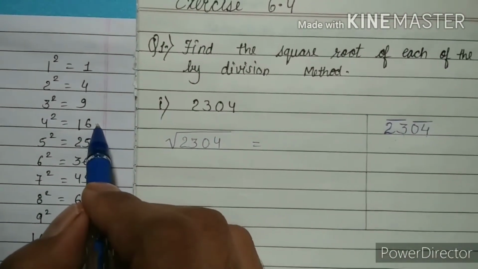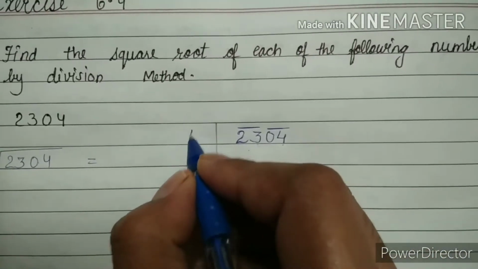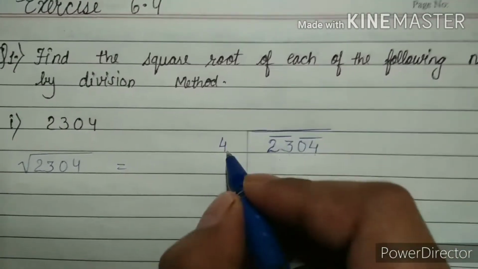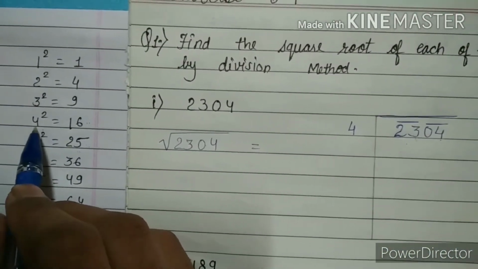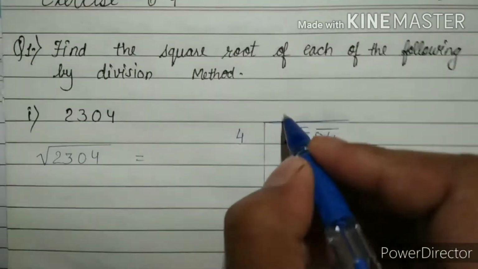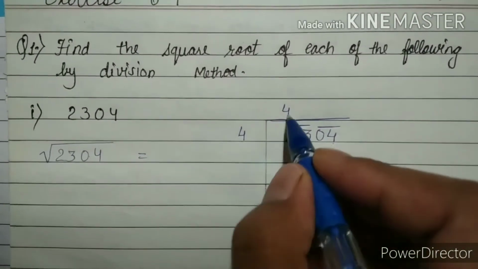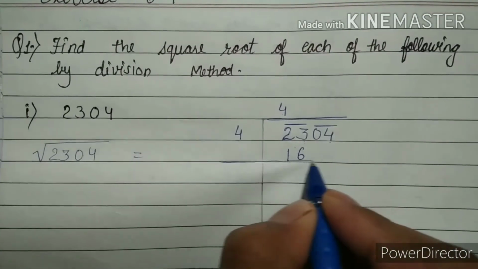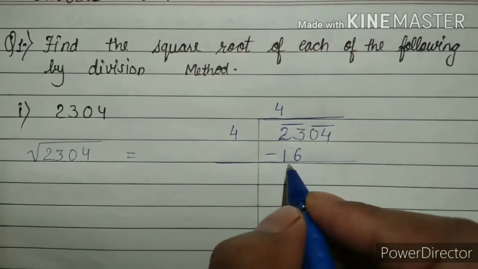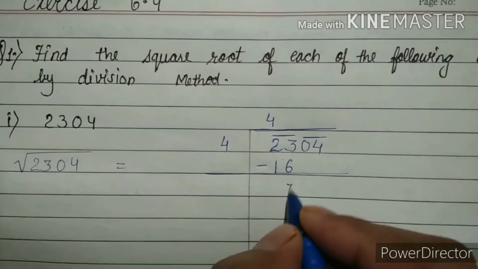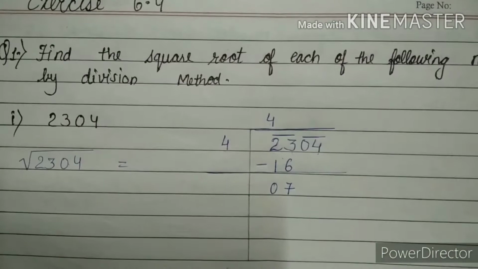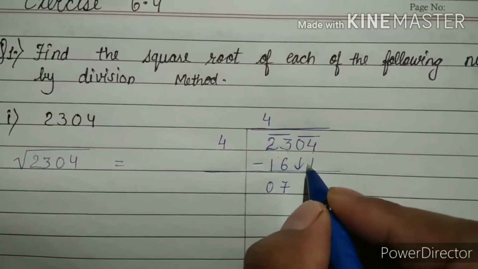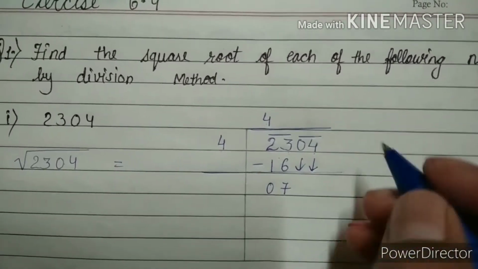Less than that is 16. So from the table of 4, we get 16 in 4 square. So 4 here and 4 here. Now it will become 4 into 4, that will give us 16. Now here 23 minus 16 is 7, and here 0. Now always remember one thing, we have to copy down one pair together.